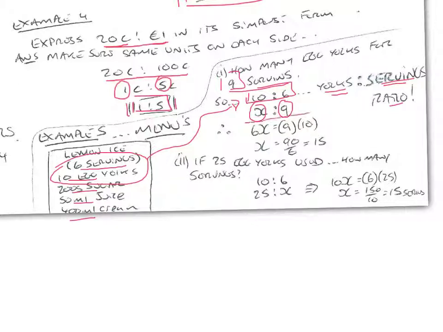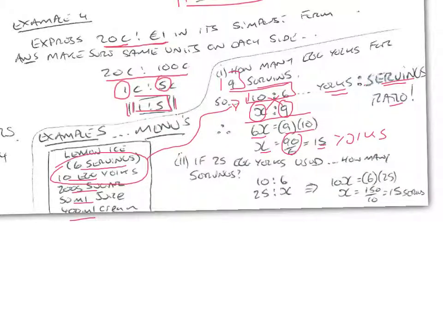And the trick again is to cross multiply. So 6 times what we're looking for is equal to 9 times 10. If we divide both sides by 6, what we're looking for must be equal to 9 tens are 90, divided by 6, which is 15 yolks for 9 servings.